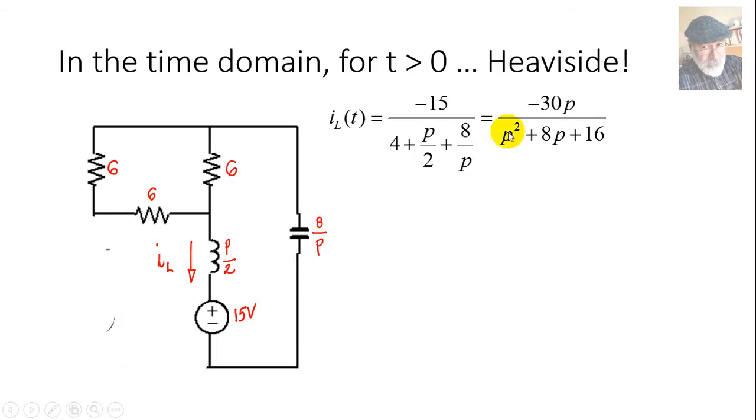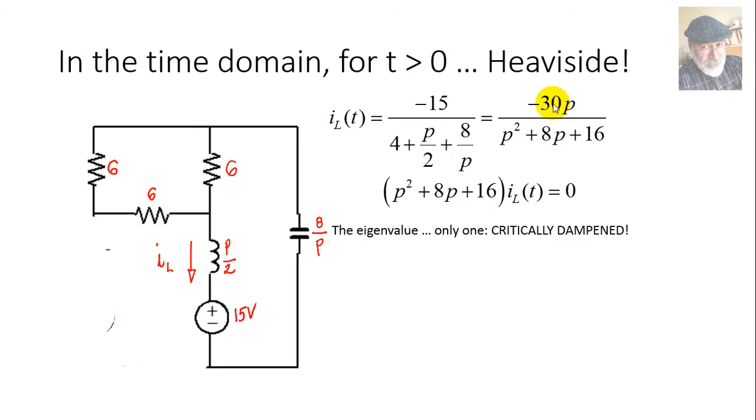What we get in reality is a differential equation. It is a second order differential equation. The coefficients are 1, 8, and 16. The solution is IL of t, and on the right hand side we have 0. That is our differential equation. Well, that differential equation has only one eigenvalue. That means that circuit is critically damped. The form of the solution for that one eigenvalue, equal to negative 4, has this shape: a ramp, k1 t plus k2, that multiplies the exponential of negative 4t.